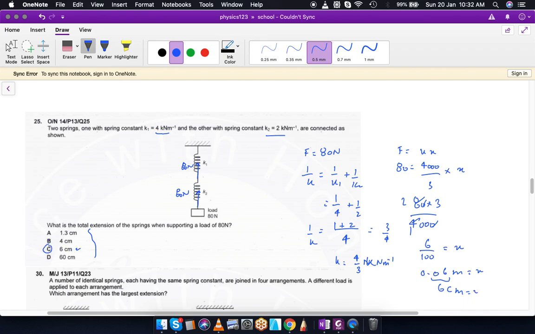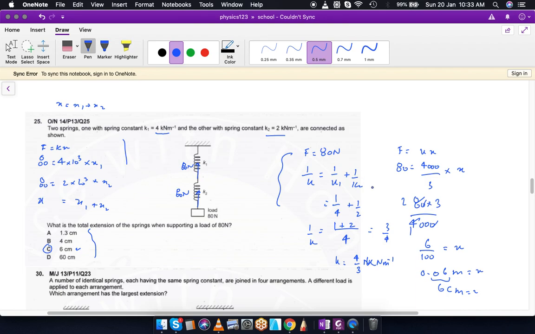Now there's another way to do it. Obviously I just made a mess because I don't have a calculator with me right now and I really don't want to pause the video. So what I could do is find the extension in both the springs individually, since I know that in a series combination the extensions are added up together to give the total extension. So for the first one, F is equal to kx, where F is 80. Let's suppose k is 4 kilo Newton per meter, so 4 into 10 raised to the power 3 times x, right? So I can find x here for the first spring, then do the same for the second spring, and then add the values together, and we have the same answer.